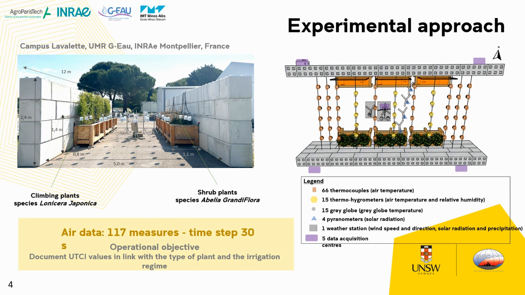Concerning the air data, here in this illustration, we have the distribution of the sensors in the air, and in total, we have 170 measuring points collecting data with a time step of 30 seconds. And our operational objective with this data is to document the variation in the UTCI values in link with the type of plant and the irrigation regime adopted.